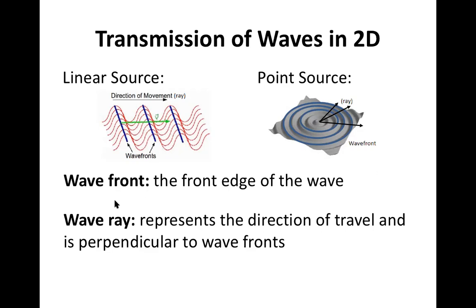So again, the direction that the wave front travels is the direction of the transmission. We have the wave ray, which is there, and it's 90 degrees to the wave front.